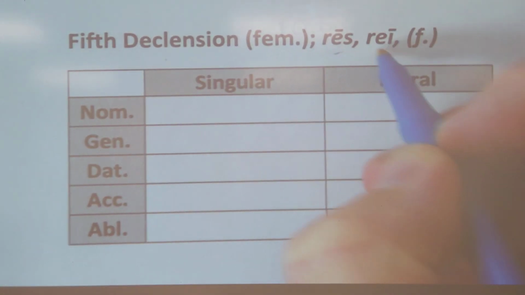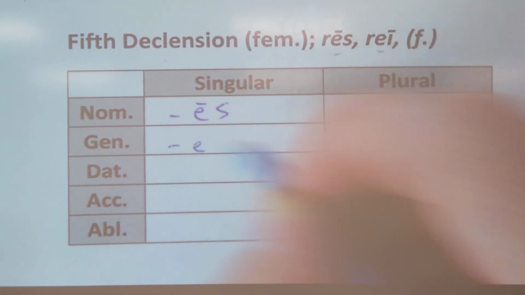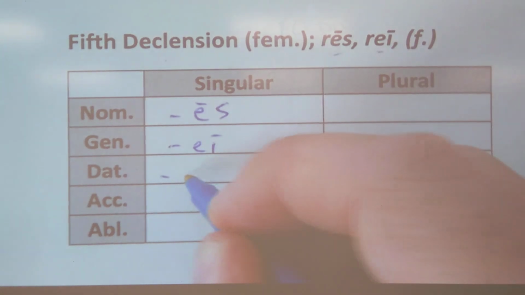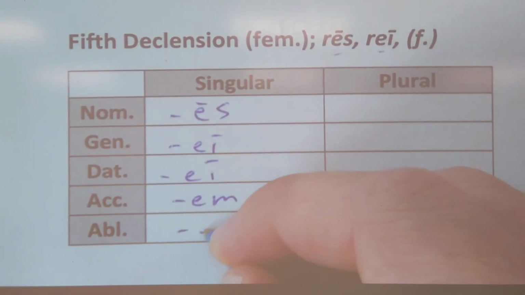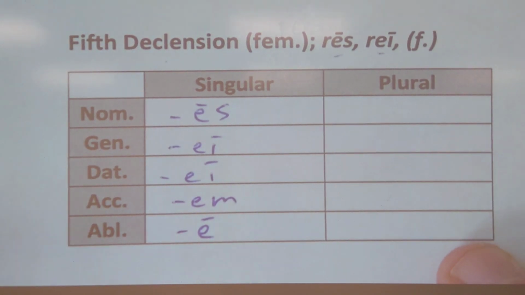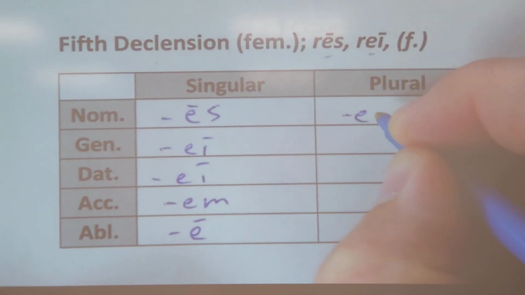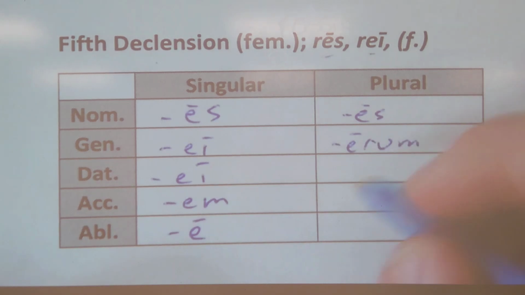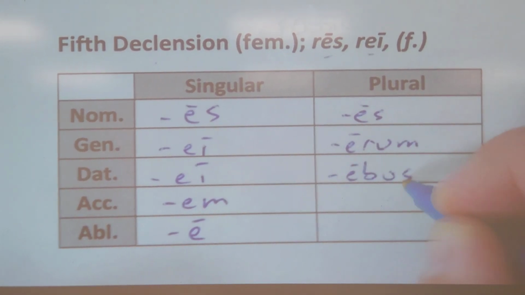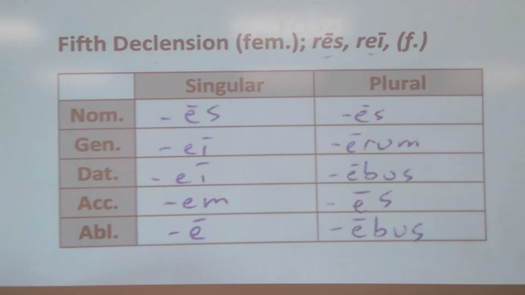So again, we know the first two. ēs, ēī, ēī, em, ē. Plural, and this is confusing, ēs, ērum, ēbus, ēs, ēbus.